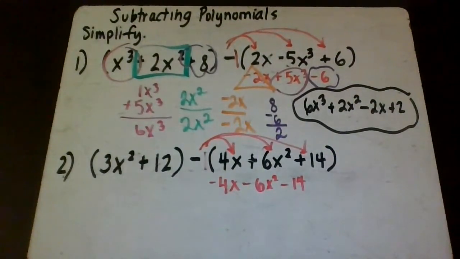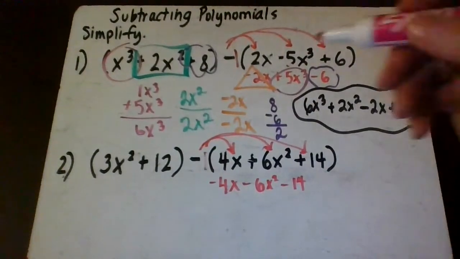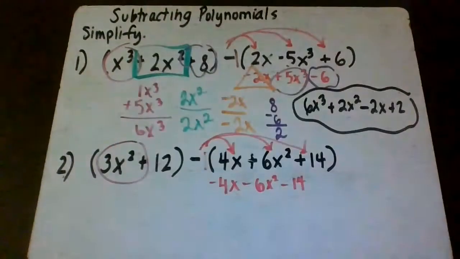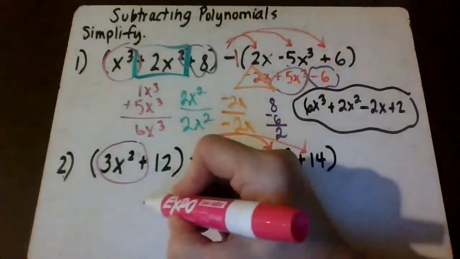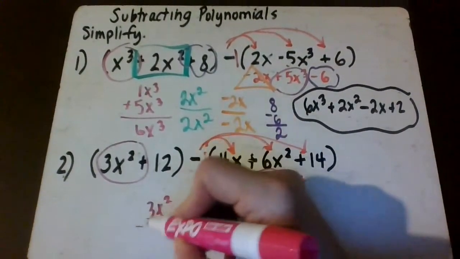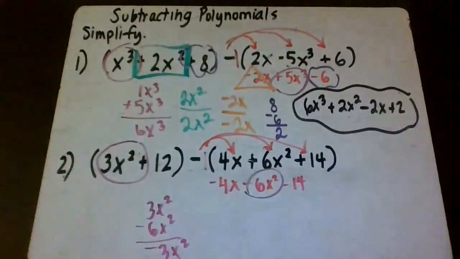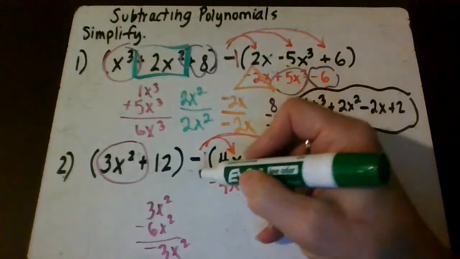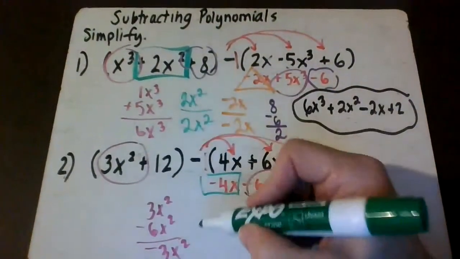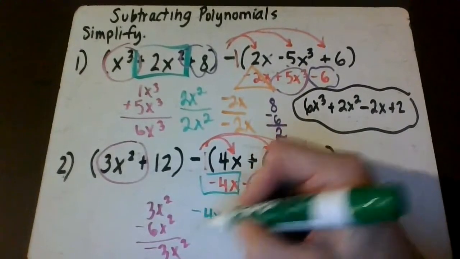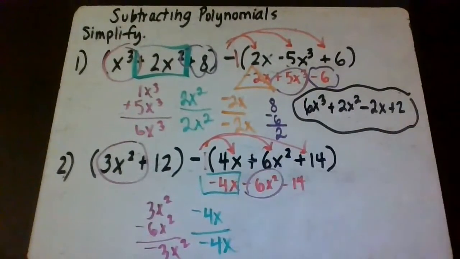All right, so let's get cracking. Let's put my like terms together. So I'm thinking I have a 3x squared and a minus 6x squared. So 3x squared minus 6x squared would be -3x squared. Next, I have a -4x, but nothing to combine with that. So I'm just going to bring -4x on down.